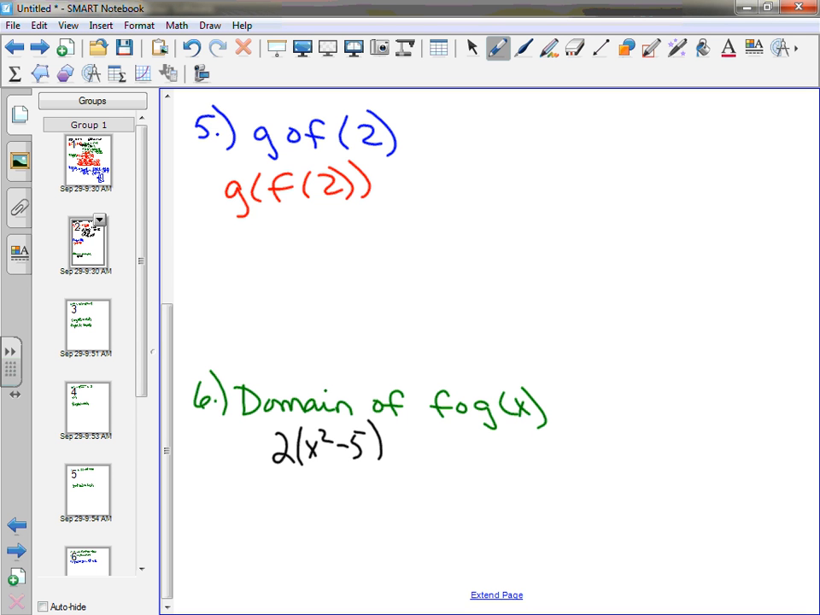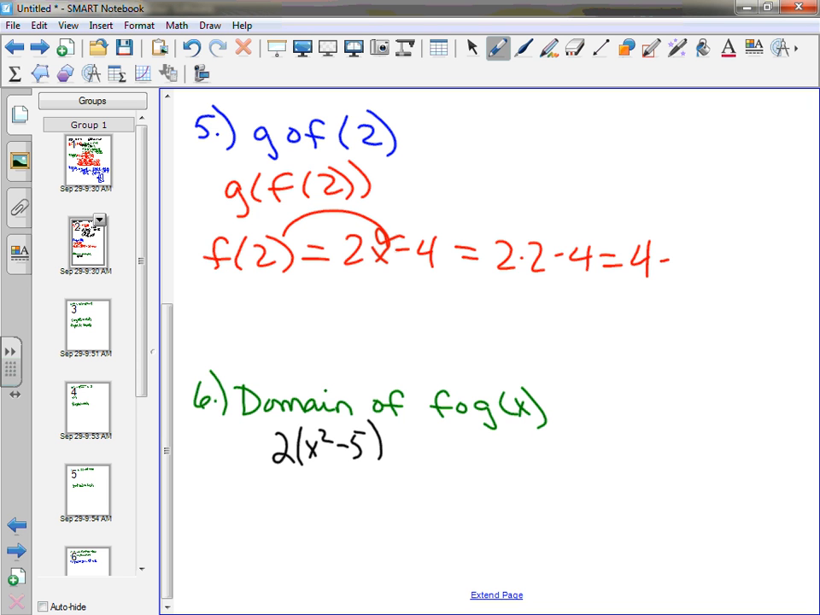So the first thing I need to focus on is F at 2, right? So I'm going to take my F function, which is 2x minus 4, and I'm going to plug in the 2. So that's going to be 2 times 2, which is 4, minus 4 is 0. So now what is F at 2? Every place I see an F at 2, I can actually plug in 0. So now that means I'm actually doing G at 0.